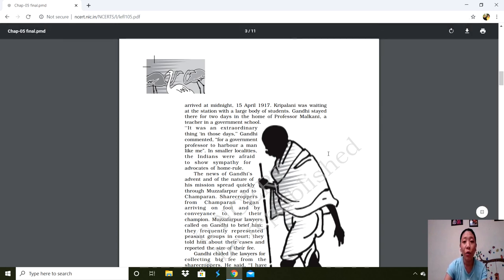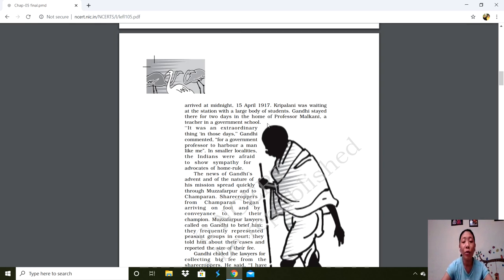Gandhi stayed there for 2 days in the home of Professor Malkani, a teacher in the government school. Now after having reached Muzaffarpur, Gandhi required a place to stay, isn't it? So Gandhi stayed for 2 days. Where? In the home of Professor Malkani, who was also a teacher in the government school.